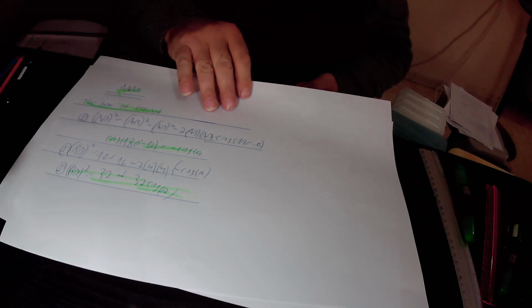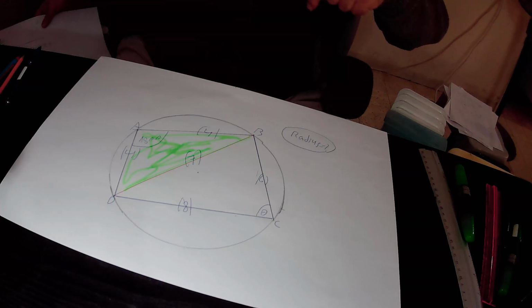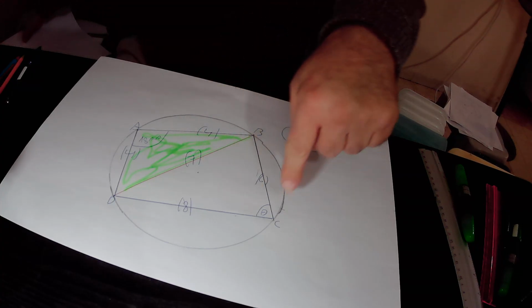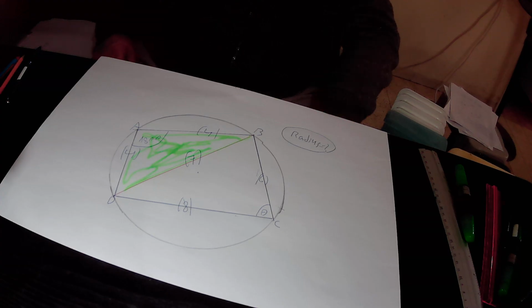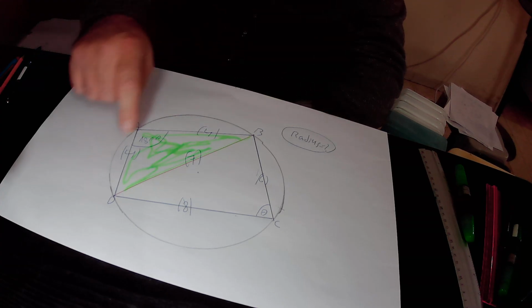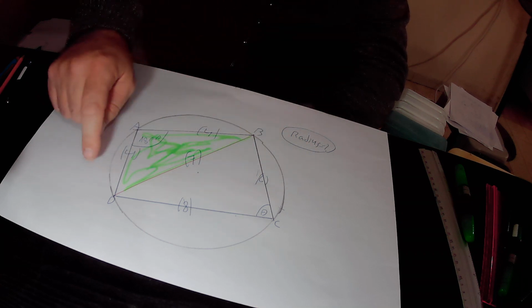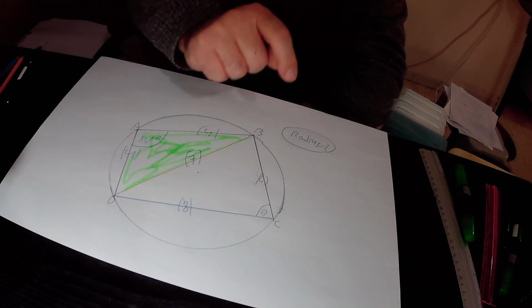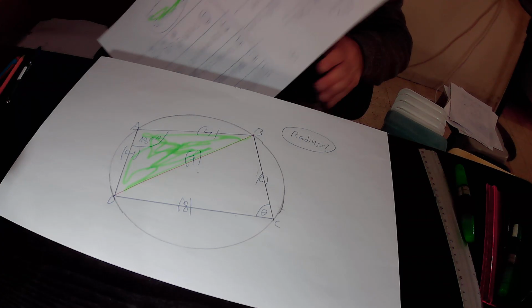Likewise, we implement the law of cosines in this white triangle, triangle BDC. According to the law of cosines, the following equation is true: BD squared equals BC squared plus DC squared minus 2 times BC times DC times cosine theta. And again, in this white triangle BDC, according to the law of cosines, the following equation is true.